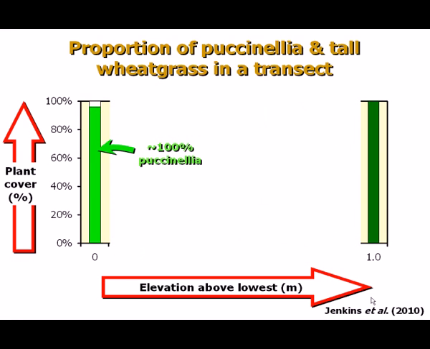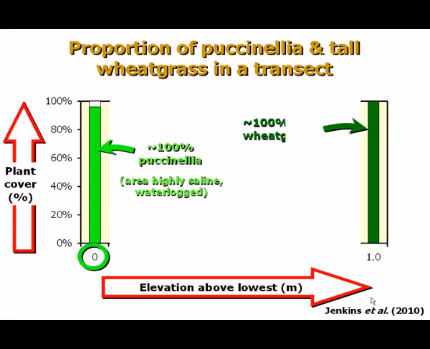Right down here at the bottom of the slope, we've got 100% Puccinellia, more or less. And we're at the lowest part of the landscape, so the area is salty and waterlogged. Up here, we've got 100% tall wheatgrass. We're at an area about a metre above the lowest point. The area has a lower level of salinity and certainly a lower level of waterlogging. So what's causing this zonation?